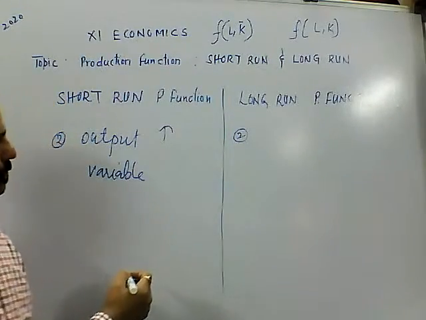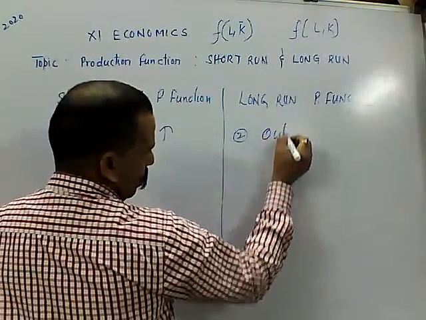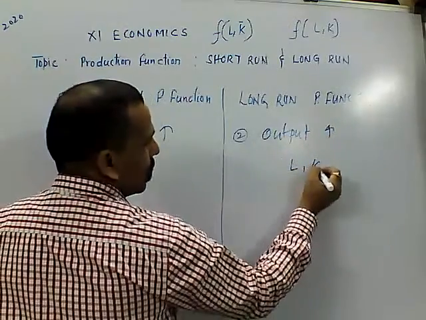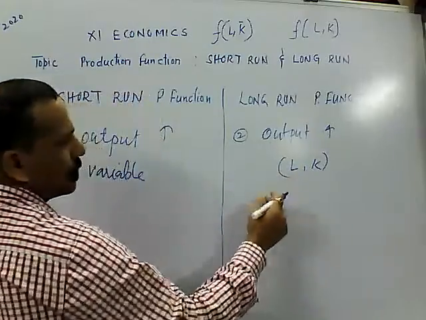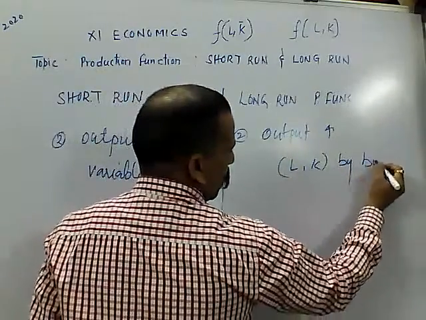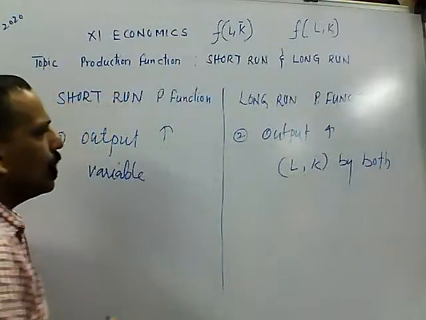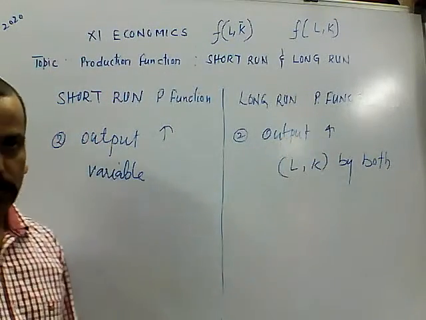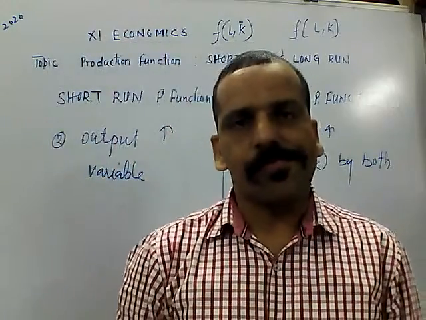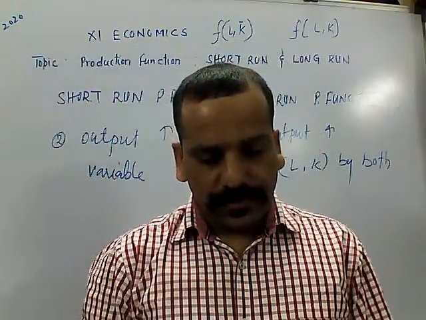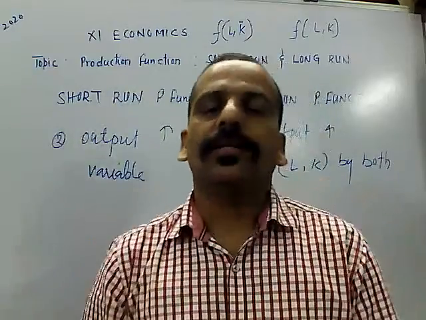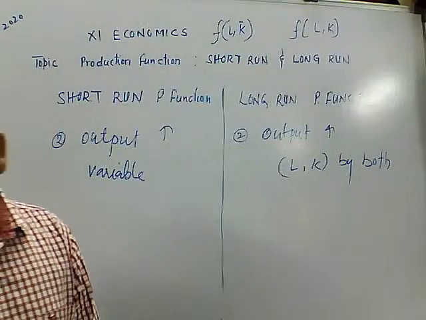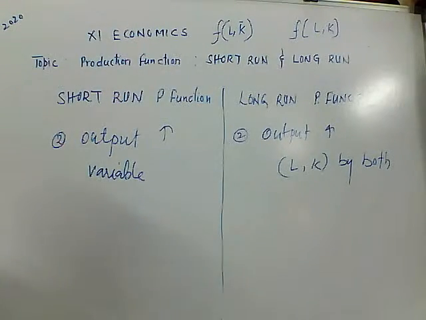And in the long run, if you want to increase output, it can be increased by labor and capital, by both. So in the long run, output can be increased and decreased both ways. If a company wants to increase or decrease, that change is possible in the long run. Not only increase, there may be decrease. So both changes are possible in the long run.